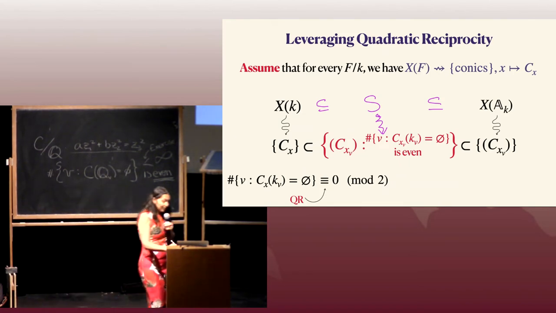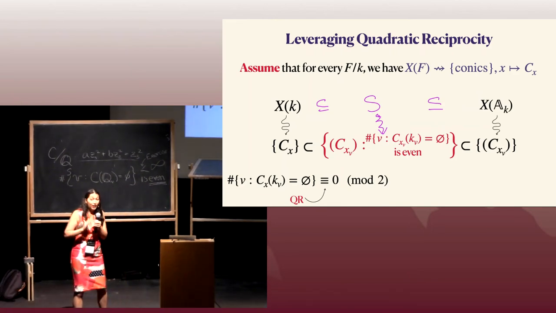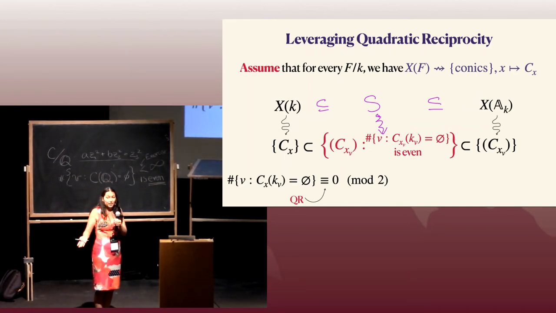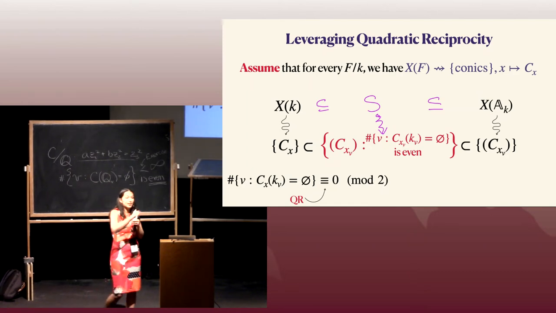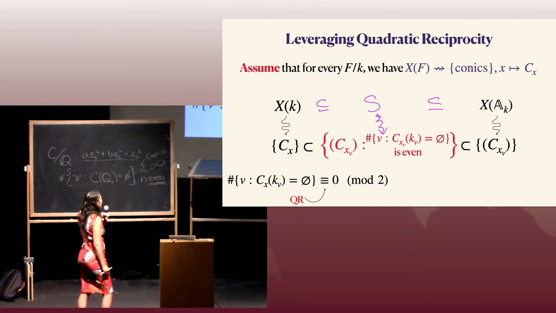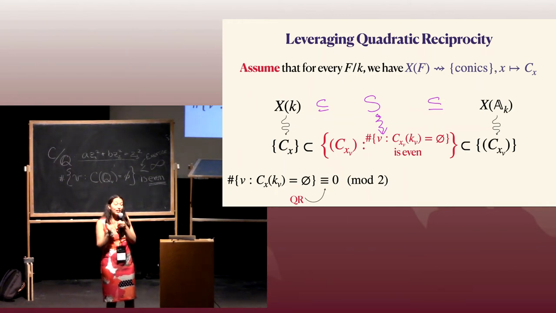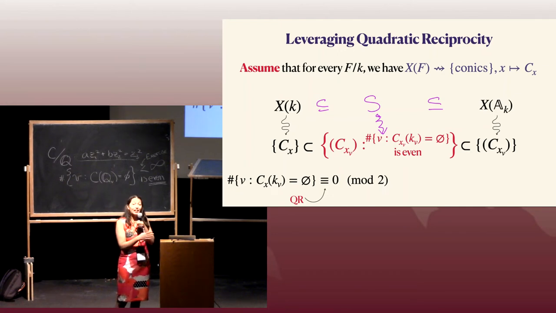The question was, do I have to ask for each conic in this collection to be defined over Q? And the answer is no. These are conics defined over the completions. Oh yeah, when I'm saying that I'm leveraging quadratic reciprocity, that's really happening over, equivalent to over Q, so for K equals Q.